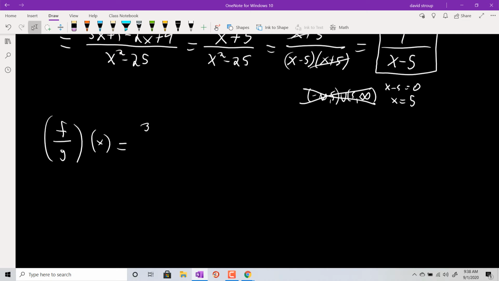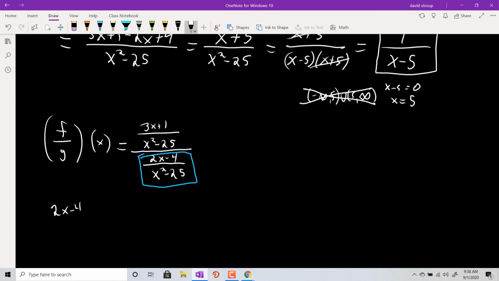Okay, so let's take a look. We got (3x plus 1) over (x squared minus 25), all over (2x minus 4) over (x squared minus 25). So for the domain, I need to throw out, in addition to 5 and negative 5, any x values that would cause that thing I just put in blue to be 0. So we would have (2x minus 4) over (x squared minus 25). I need to set that equal to 0 and solve it.